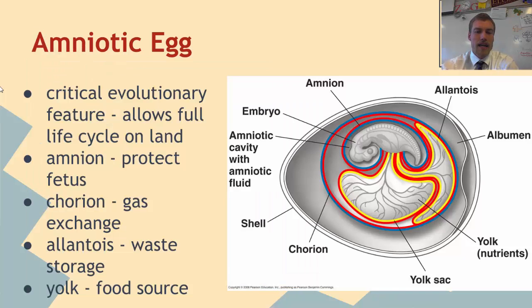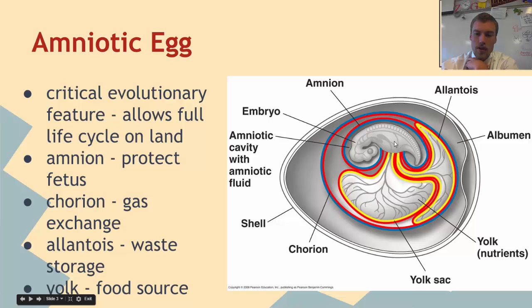So the amniotic egg, let's talk about that for a moment. That is a critical evolutionary feature, right? It allows a full life cycle to occur on land, and that is what we find in reptiles. And then the amniotic egg gets passed on to birds and mammals from there. The amnion is the part that is actually protecting the embryo itself, the fetus. So that's the blue section right here.